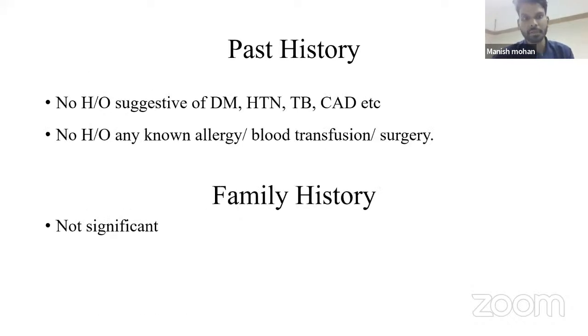There is no history suggestive of diabetes mellitus, hypertension, TB or coronary artery disease, and no history of any blood transfusions or any surgery in the past. Family history: there is nothing significant.